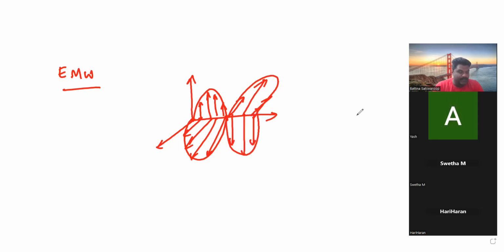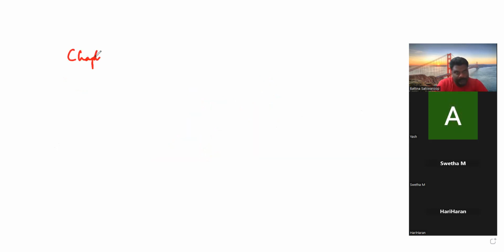ரைட், இது X, இது Y, இது Z. So X represents electric field, Y represents magnetic field, Z is showing the direction of propagation. Right? Done. Okay. Can you go to the next one? Right. Chapter 9.